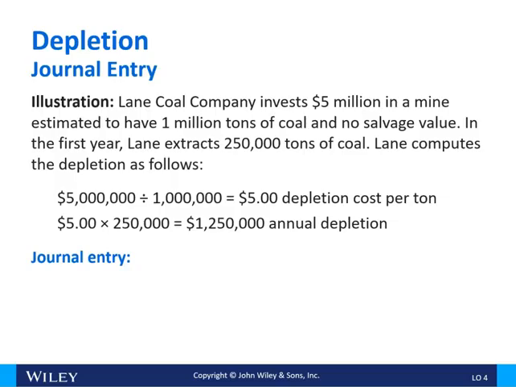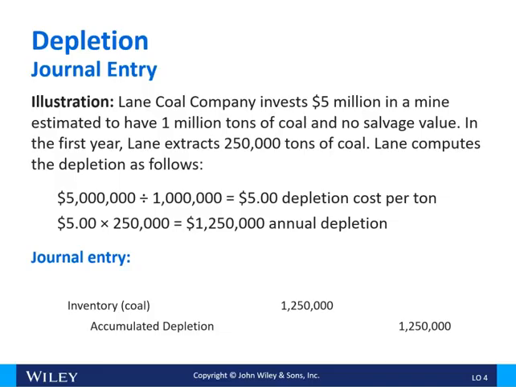In the first year, Lane extracts 250,000 tons of coal. So we're going to get $1,250,000 of annual depletion. It's that $5 times the number of tons, 250,000. And our journal entry is going to debit inventory, $1,250,000, and credit accumulated depletion, $1,250,000. So this is different than depreciation because we're not booking an expense.